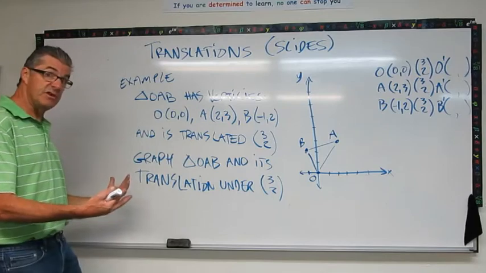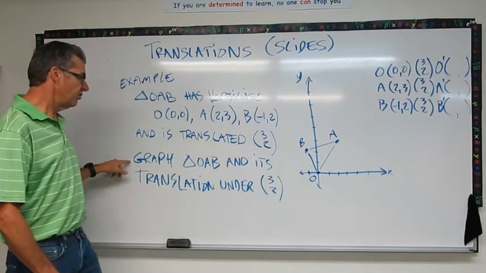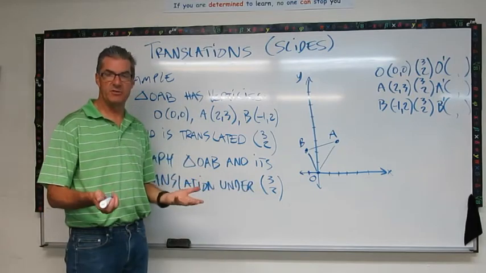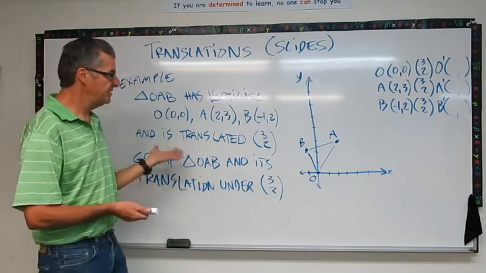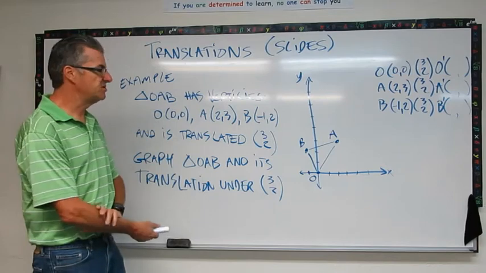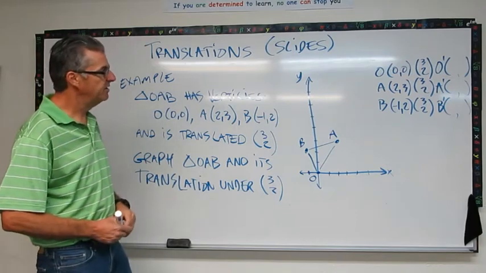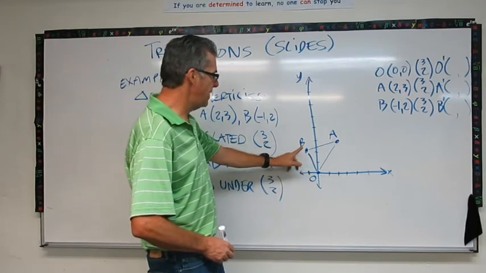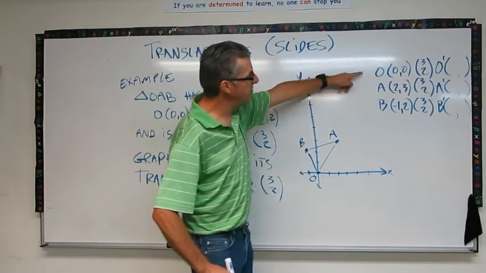The instruction for this kind of problem is going to be: graph triangle OAB and its translation under 3, 2. So there's the setup. You might see a homework problem very much like that. Okay, so let's take a look. I need to graph my new points, my O prime, my A prime, and my B prime. So that's what I'm going to do over here.